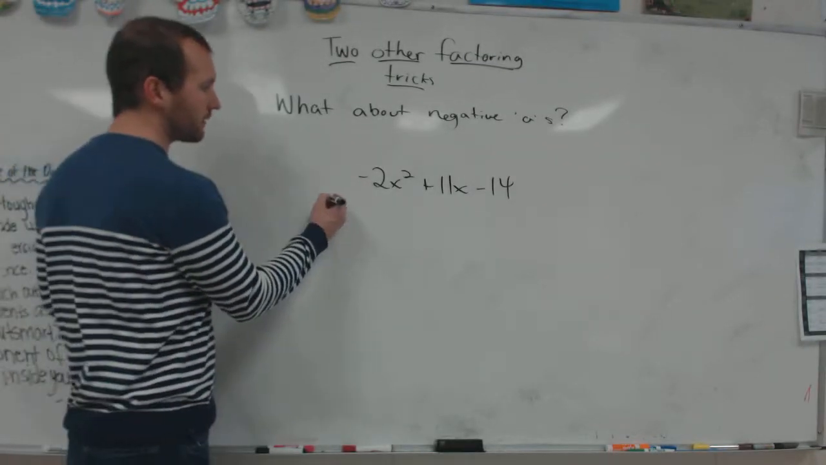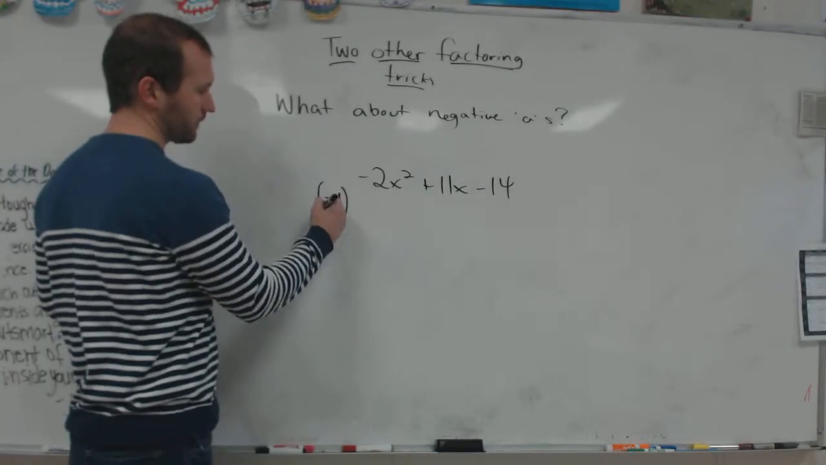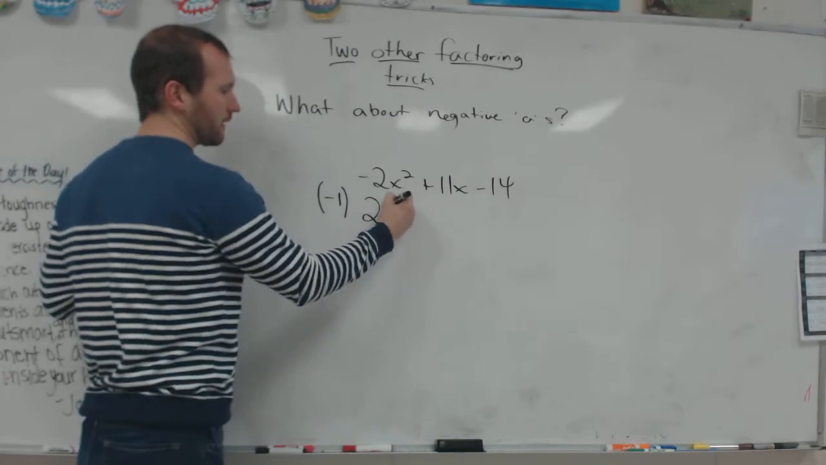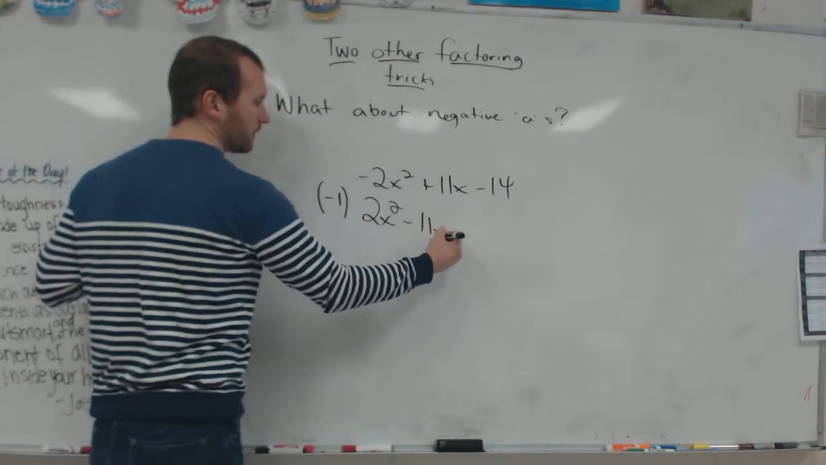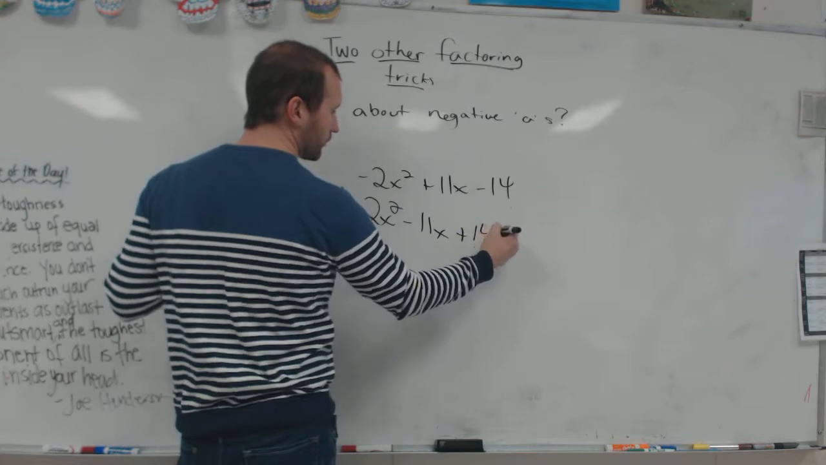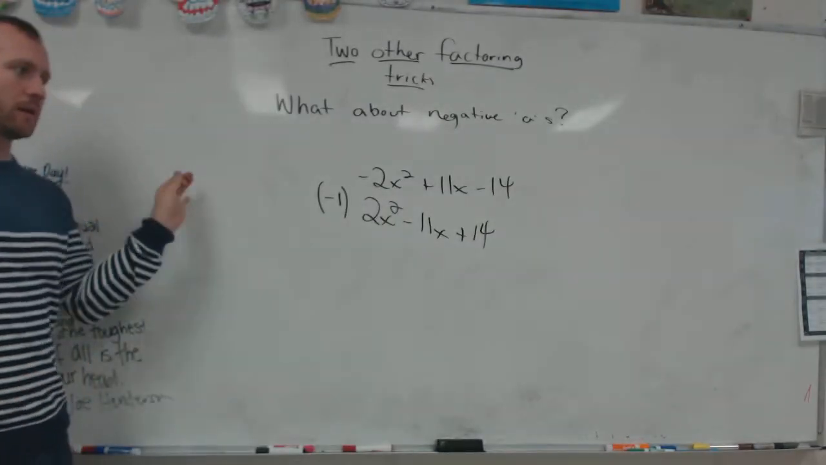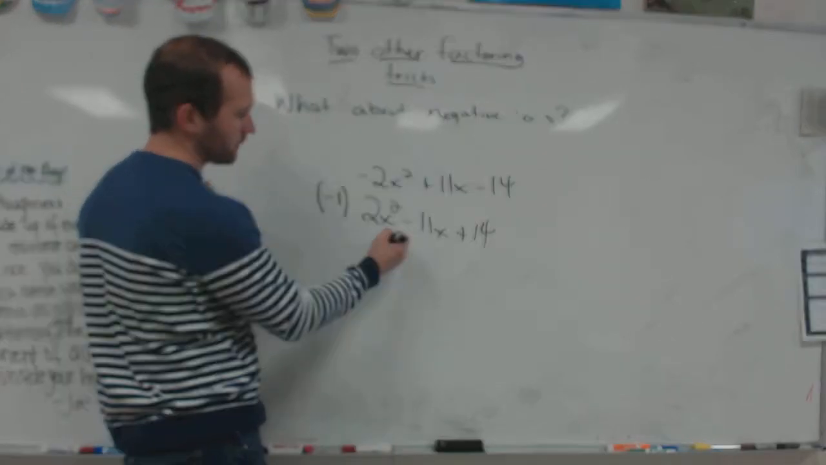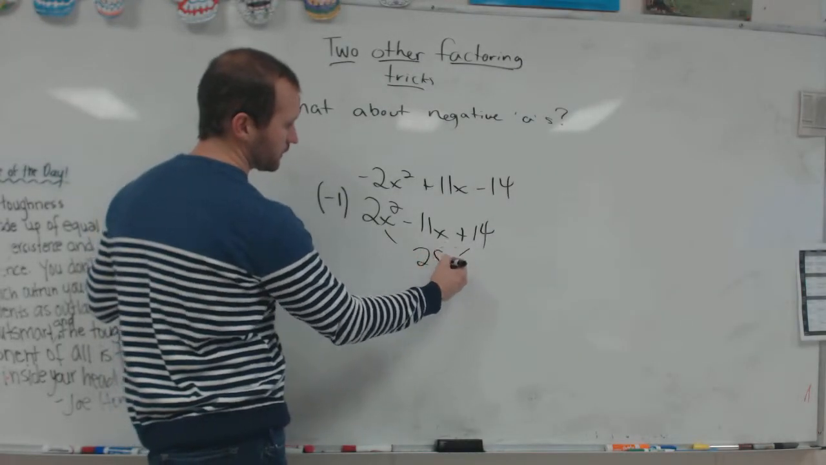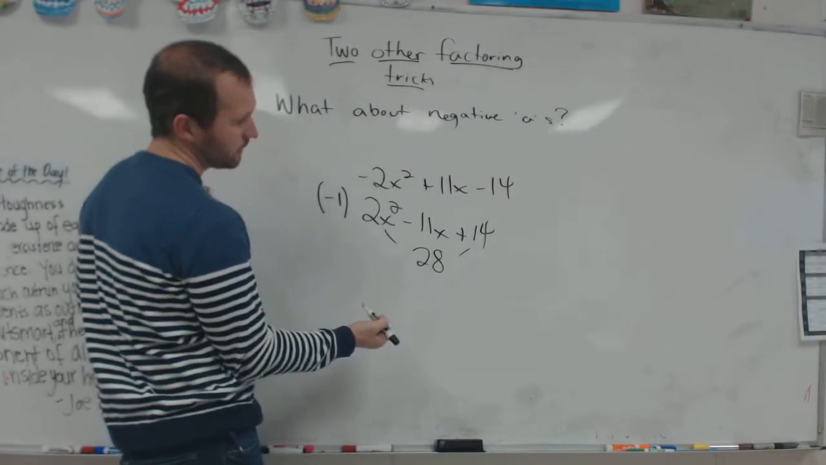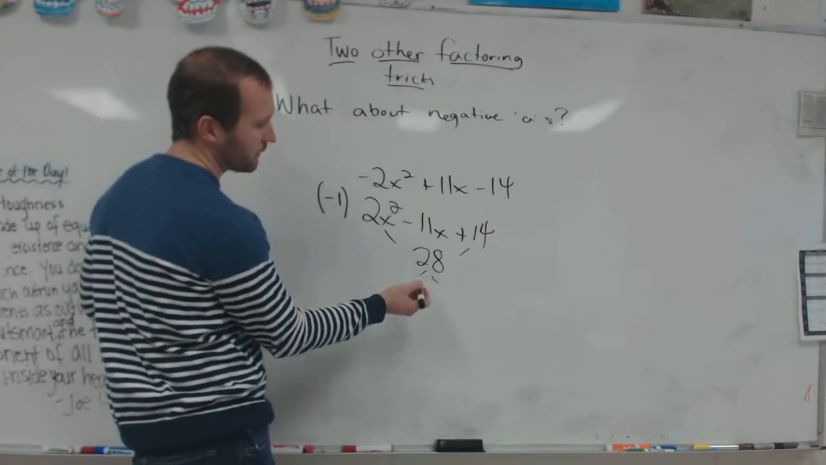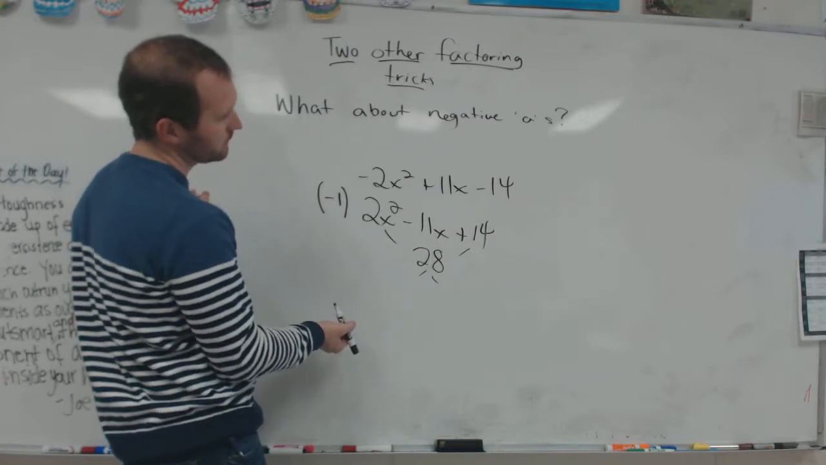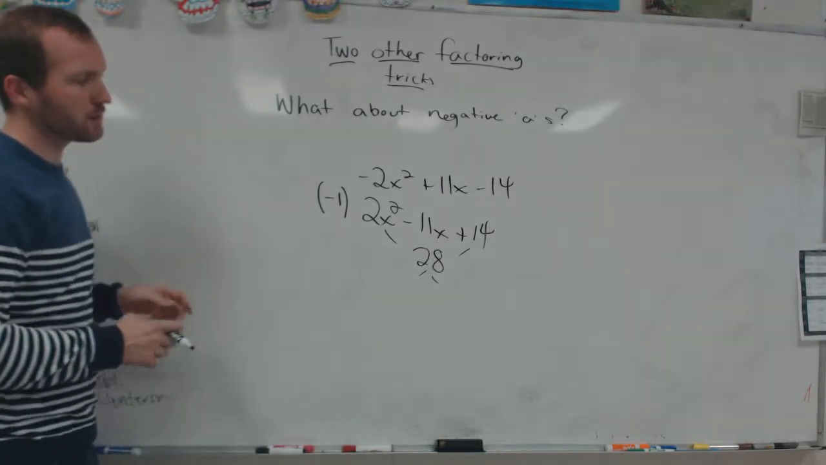So we've got to get rid of that. We're going to bring our negative out front. When we do that, we change all the signs in here. So we have now a positive a, minus 11x, and plus 14. And now we factor that. So factors of 28. We know they're both going to be negative. They make a negative 11. What would those be?